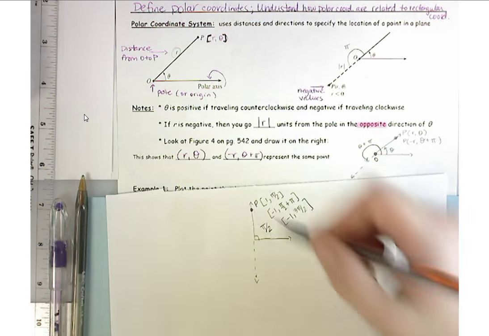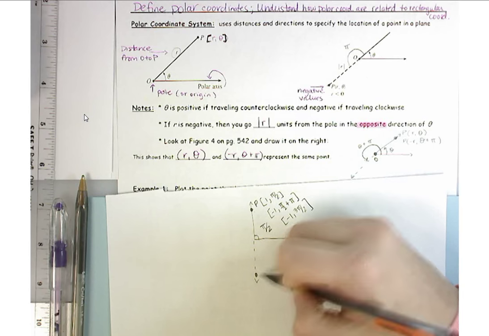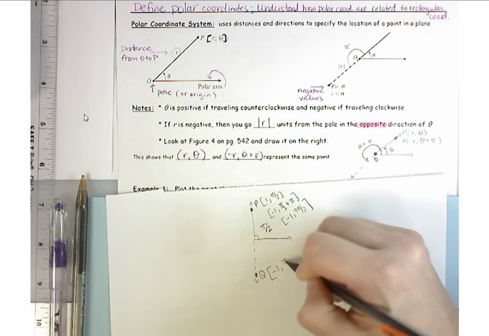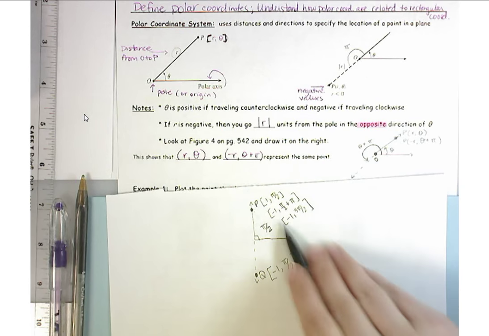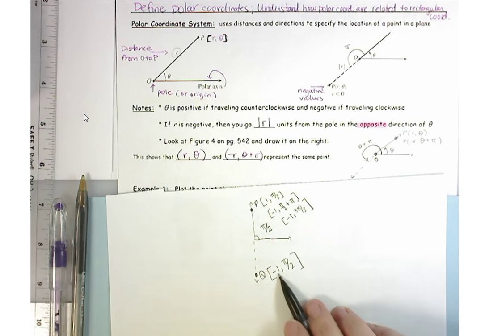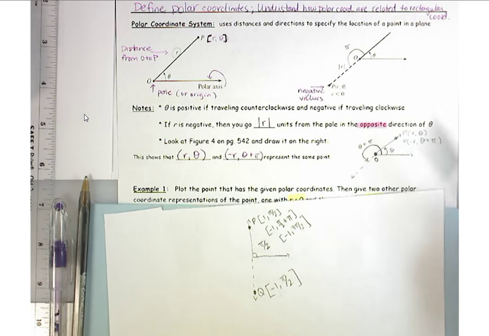Okay, or if it was pi over 2 and I had a negative 1, this would be Q. So this would be negative 1, pi over 2. Okay, in the opposite direction. So these are two different points. This would be 1, pi over 2. This would be negative 1, pi over 2. Okay, if you wanted to write the same point, that's where you add in pi to theta. And again, that's because they're directly across the circle from each other.